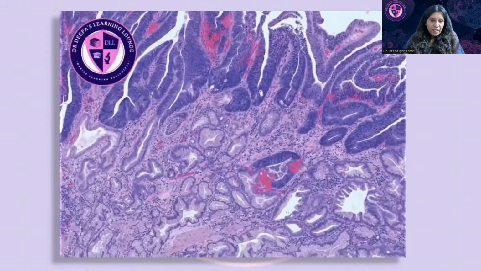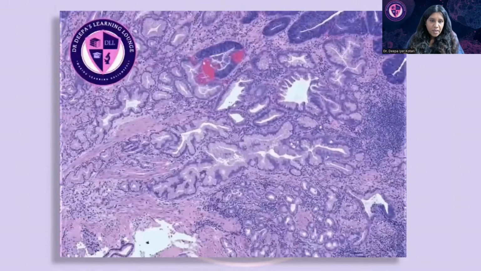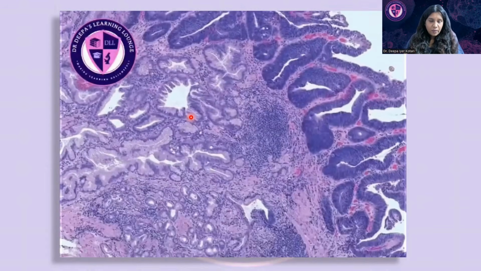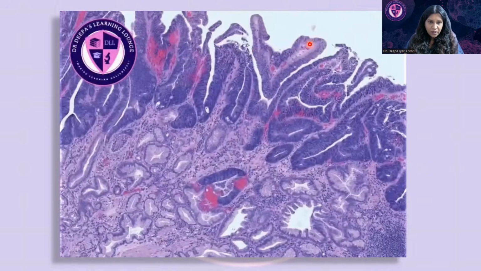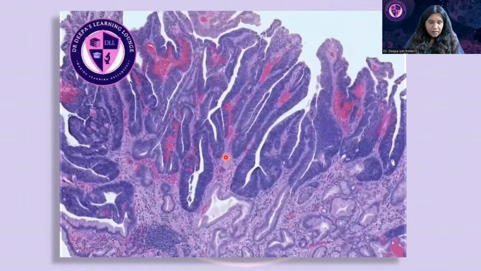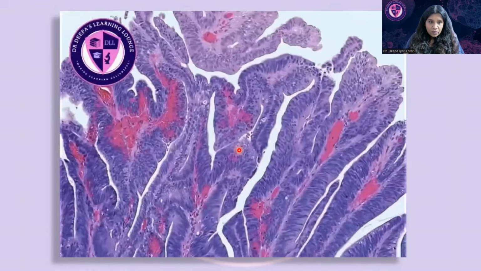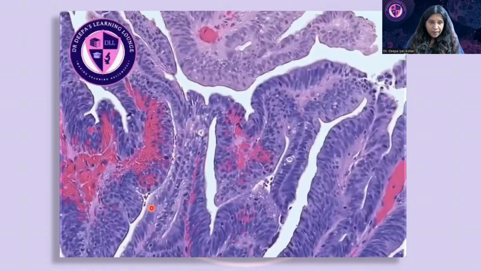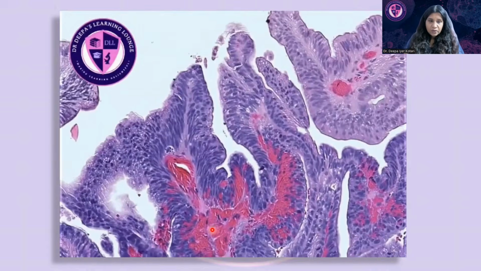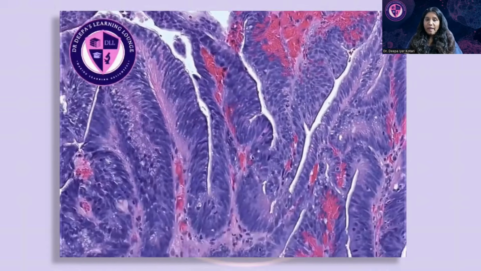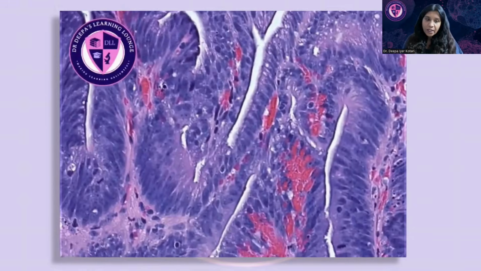You're able to very clearly see here that there is immense nuclear stratification. There's cribriforming here and there. There's so much nuclear stratification, and the basement membrane, however, is good. There's lack of polarity. Goblet cells are definitely there. So this is a high-grade dysplasia in Barrett's esophagitis. This was a case that I shared with you.